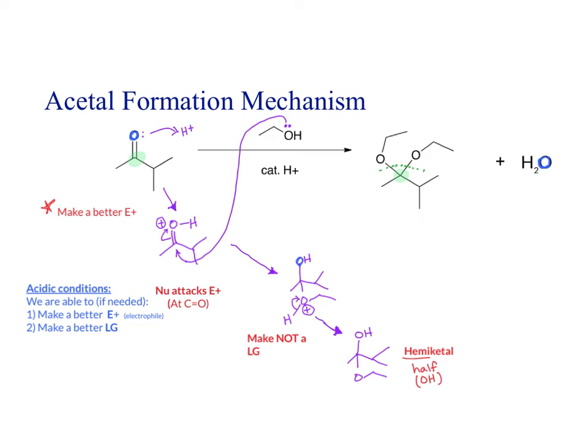And we're going to see this a lot of times in sugars, but not so much in organic molecules. So organic molecules tend to go all the way to an acetal, but carbohydrates tend to almost always stay as the hemi version. So I just wanted to point out this is what the hemi is, so that way we know what we're doing. So if I call this step where I make it not a good leaving group step 3A, the hemi-ketal comes from only step 3A.